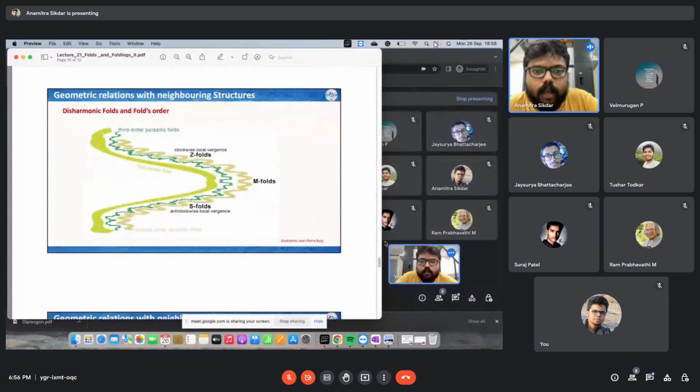Yeah. So as I was telling, the S fold and Z fold, we always have to consider the long, short, and then long convention. So here, if you consider this one, just short, long, and then short, then it will be S instead of Z, right?